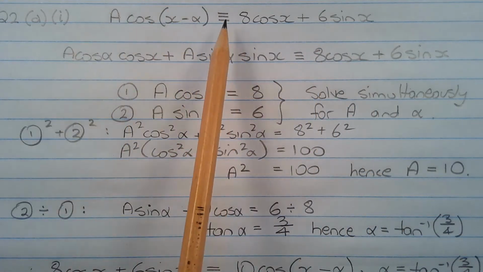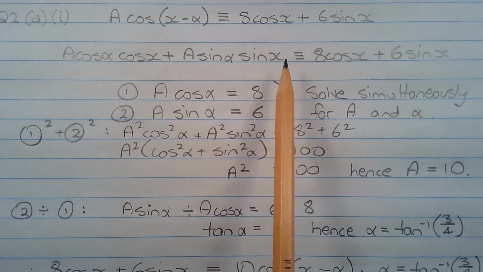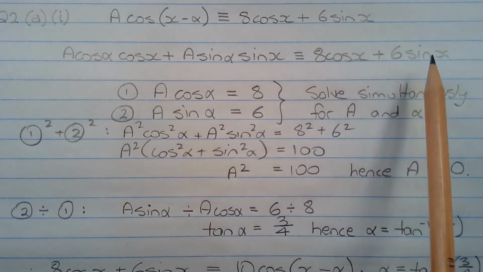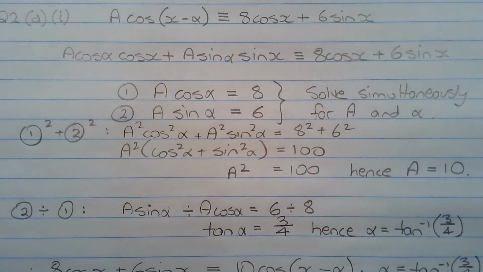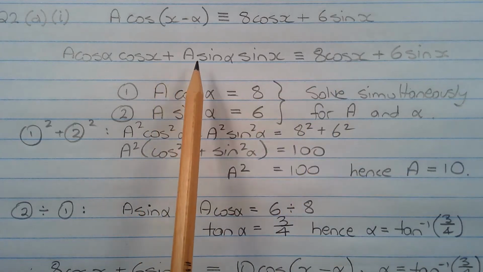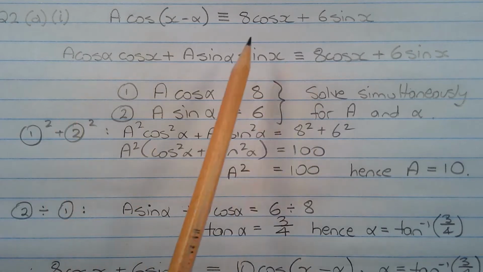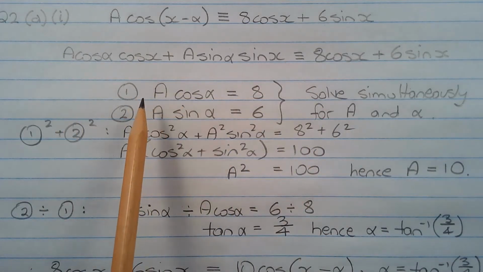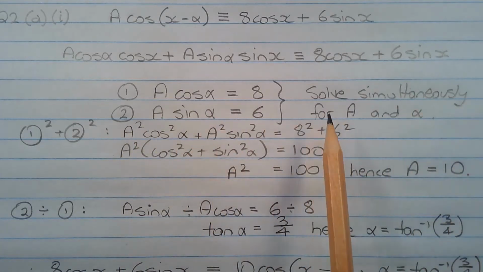Expanding the left-hand side, we have a cos alpha cos x plus a sin alpha sin x is identical to 8 cos x plus 6 sin x. Now, equating the coefficients of cos x on both sides of the identity and also for sin x, we have a cos alpha is equal to 8 and a sin alpha is equal to 6. This enables us to form two equations in a and alpha, which we will solve simultaneously for a and alpha.